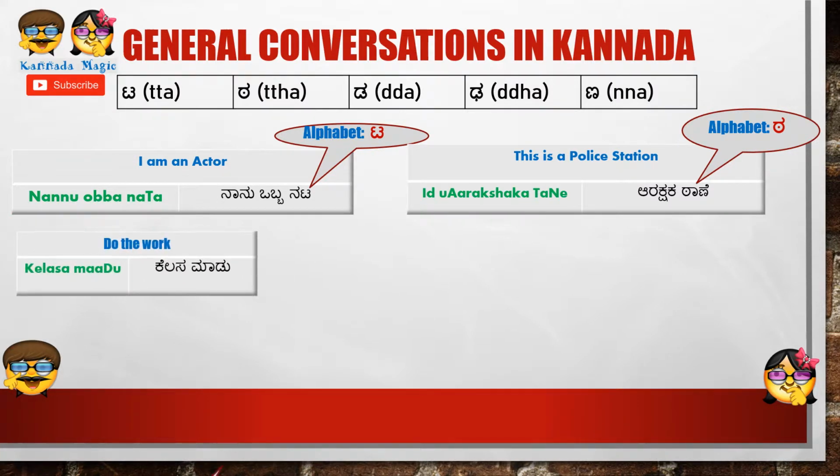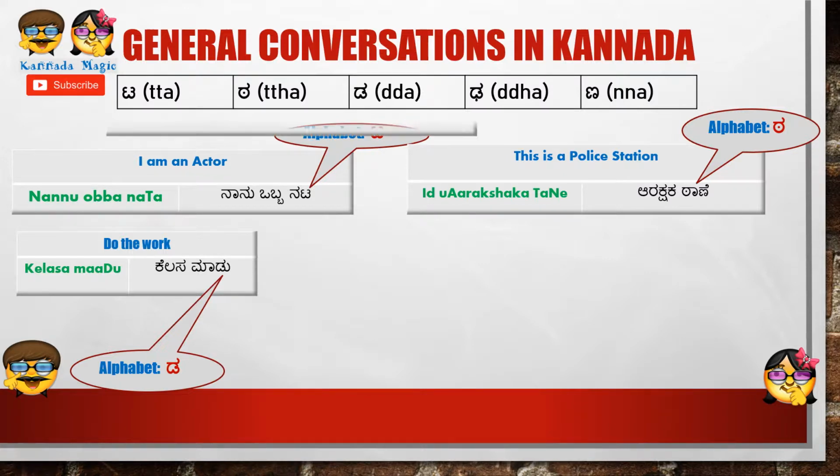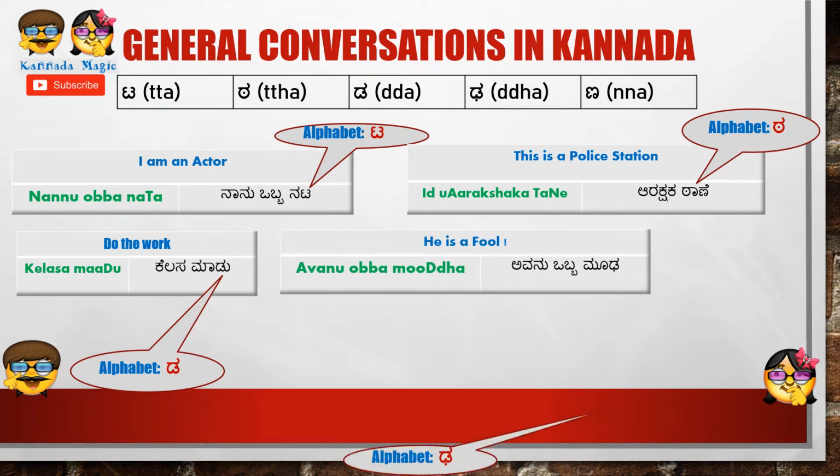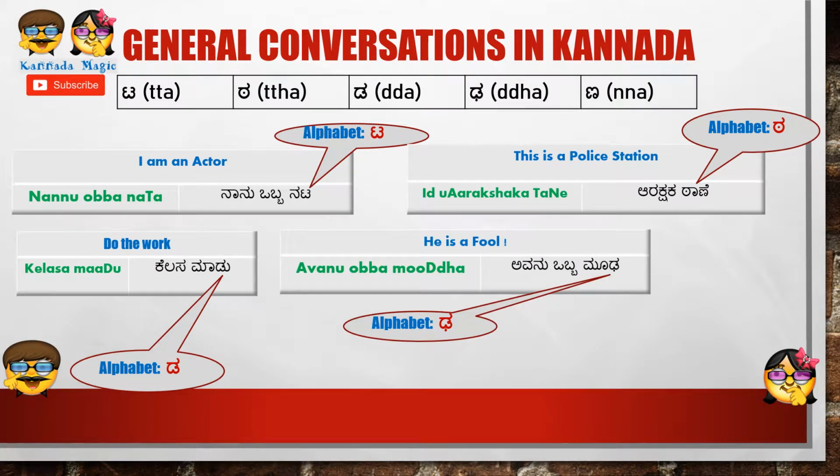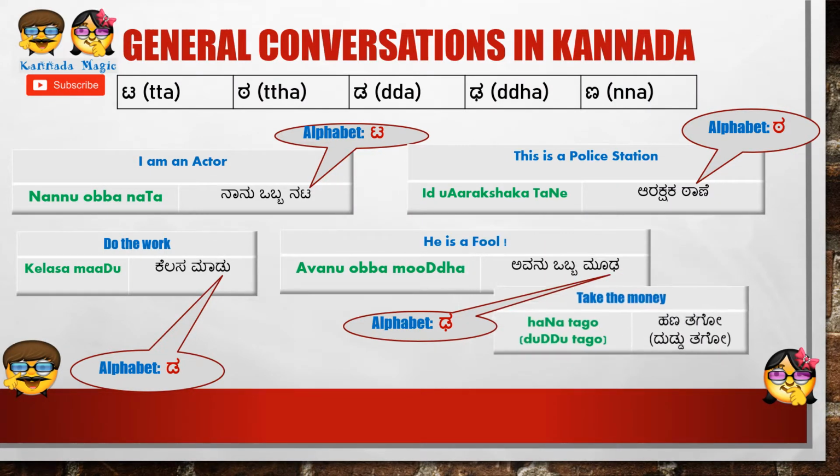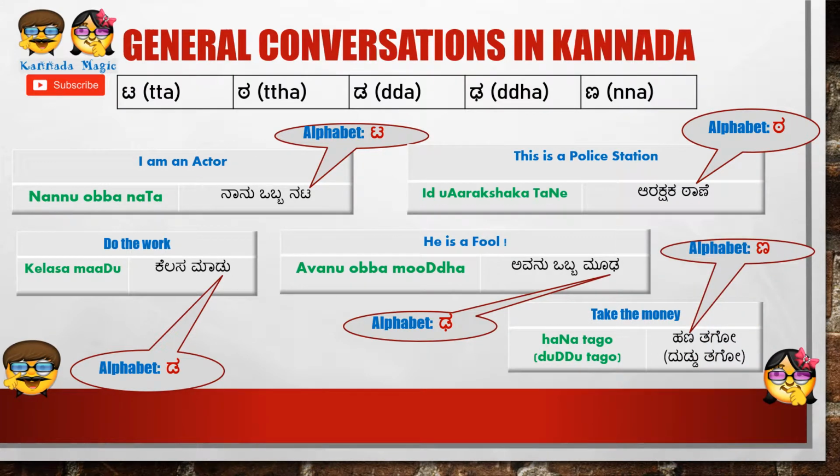This alphabet is used in Madu. Madu means do it. So you want to say do the work, you will say Kelasa madu. Then the next one is dha. This is used in mudha. Mudha means fool. If you want to say he's a fool, you will say avanu obba mudha. And then the final one here is na.